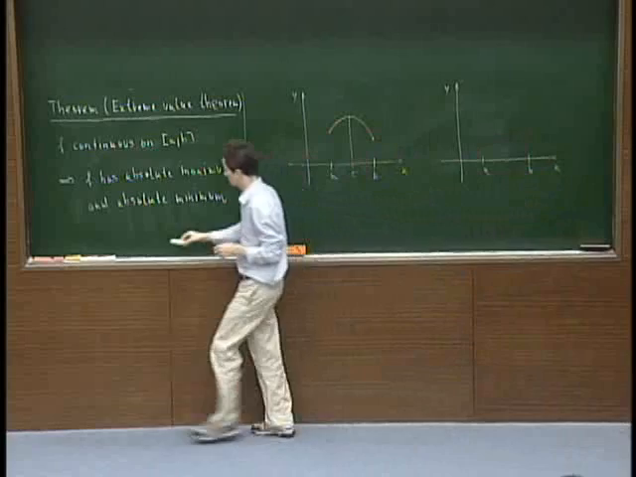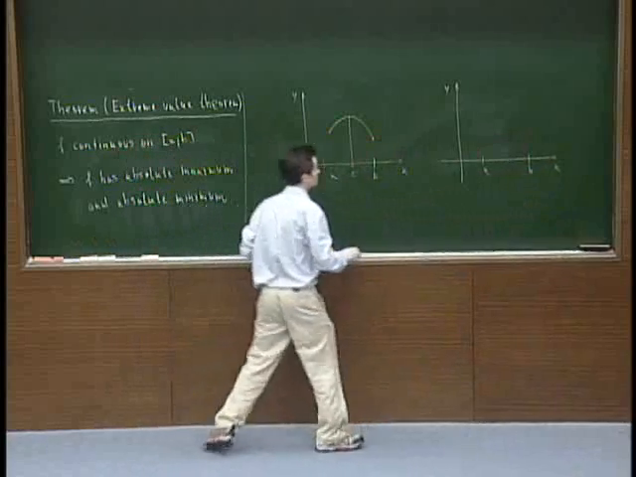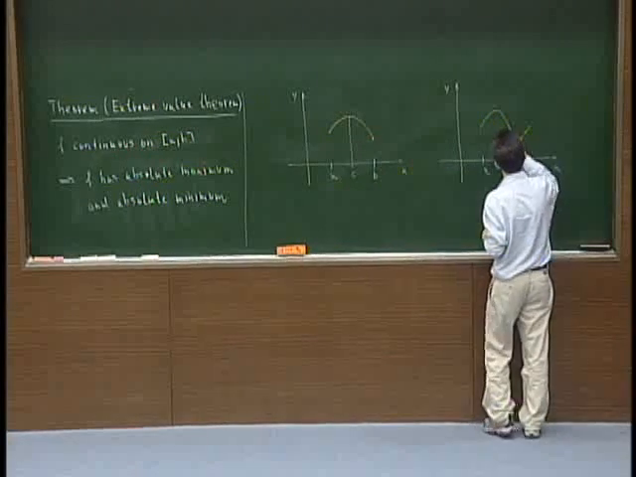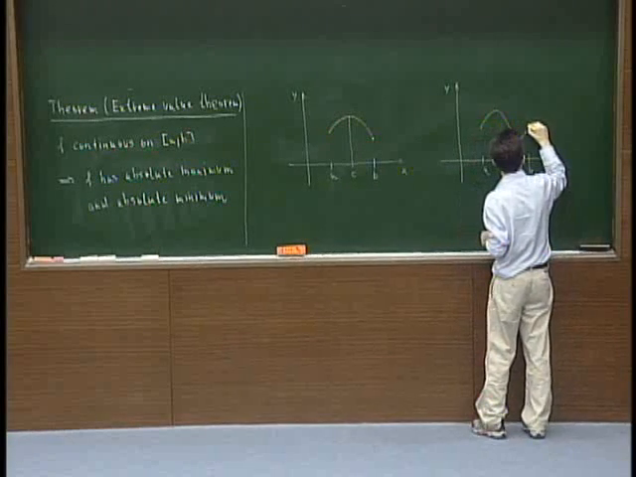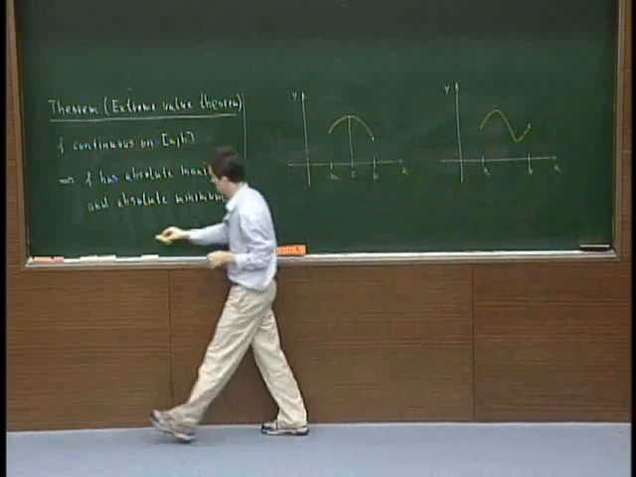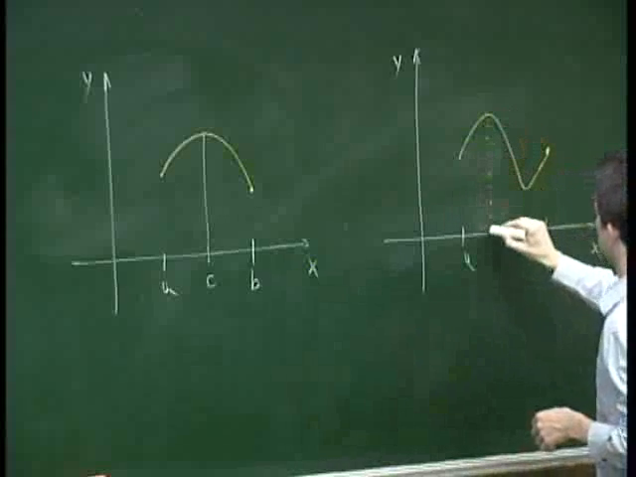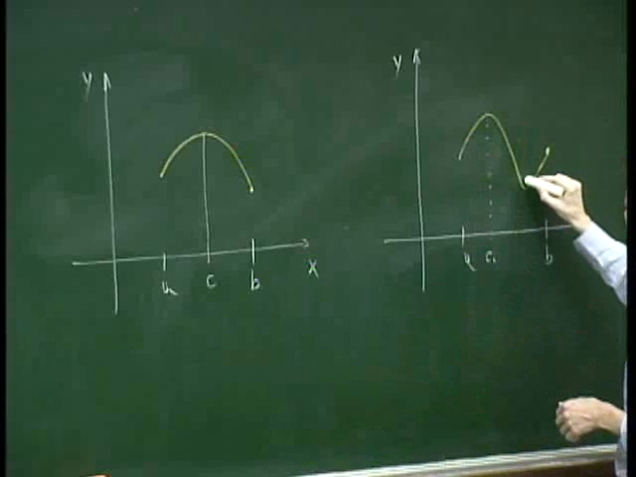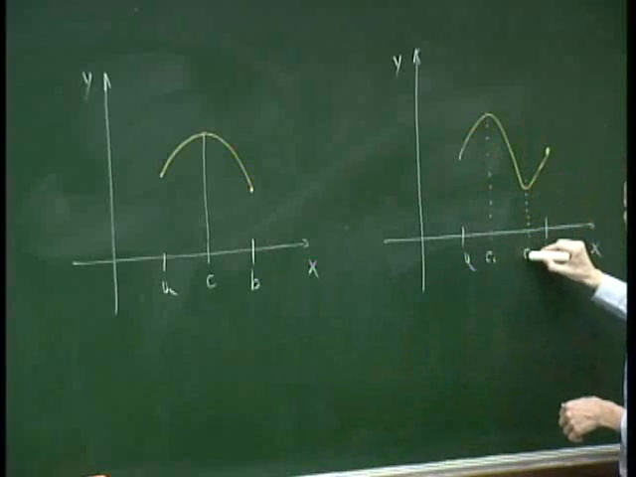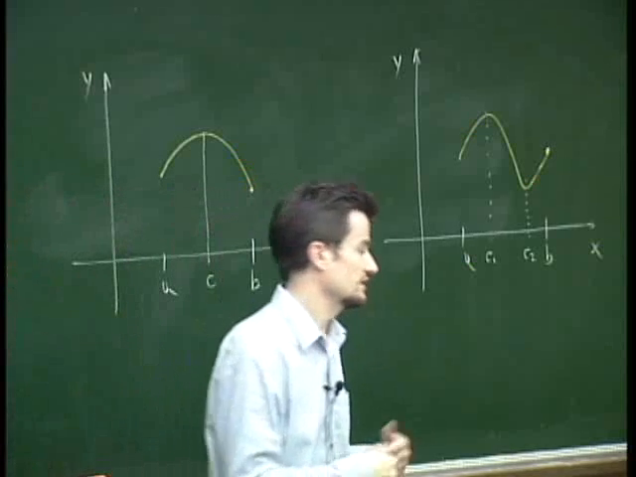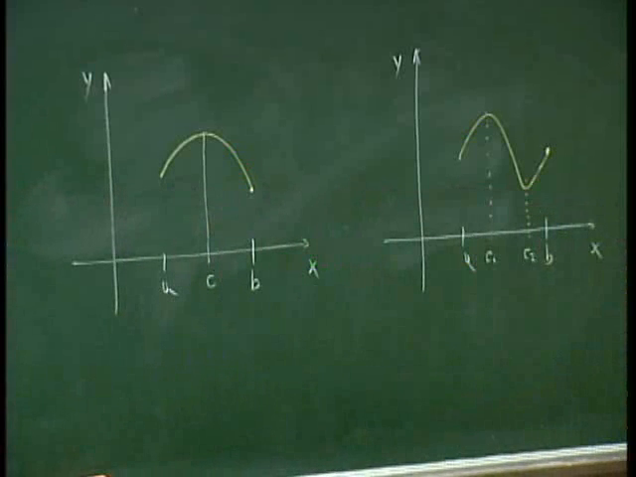So for instance, if the function looks something like this here, you see that this here will be the absolute maximum, and this here will be the absolute minimum. C1 will be the absolute maximum, C2 the absolute minimum. And you can check more functions, and you will see, indeed, this is always true.